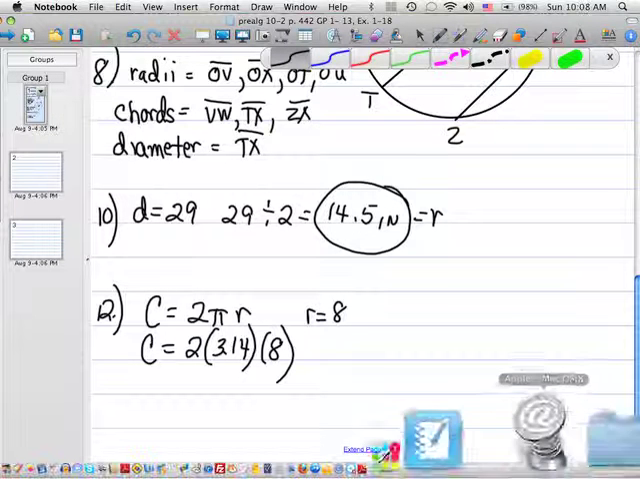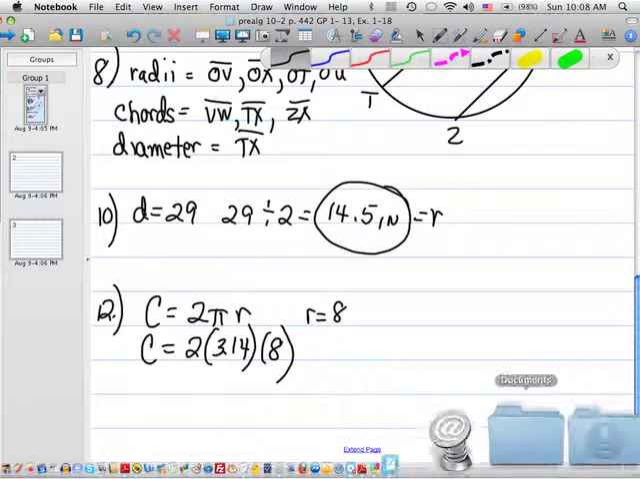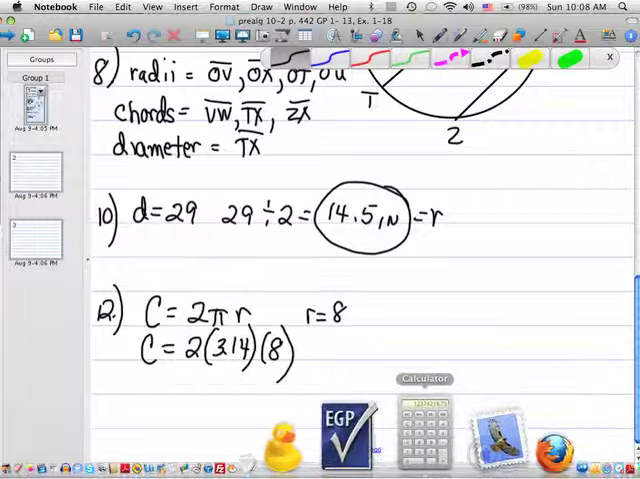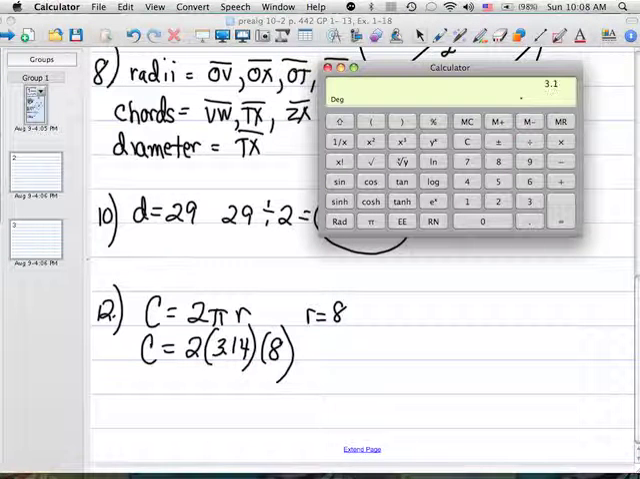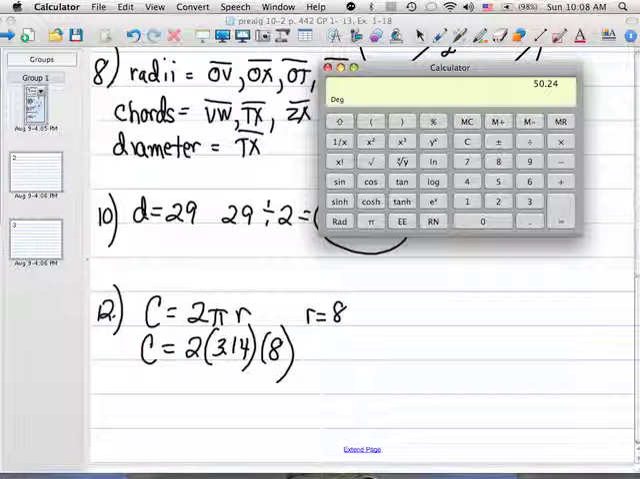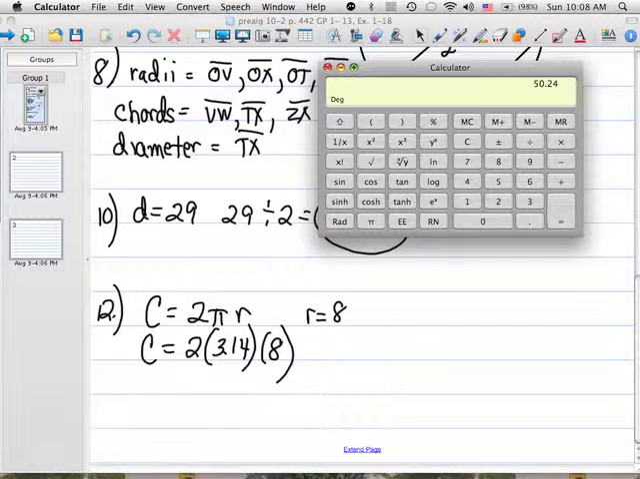So using my calculator, it's 2 times 3.14 times 8, and we get 50.24. And checking the book, they're rounding to the nearest tenth on most of these problems, so we'll round to the nearest tenth. It's 50.2.